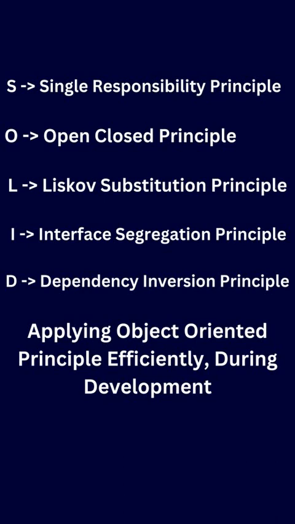Let's discuss the Dependency Inversion and Interface Segregation Principles. Let's discuss the Interface Segregation Principle. It states that clients should not be forced to depend upon interfaces that they do not use, or classes should not be forced to implement methods they don't use. Instead of having one large interface, it is better to have smaller interfaces.